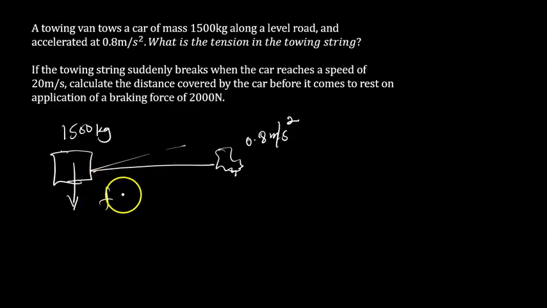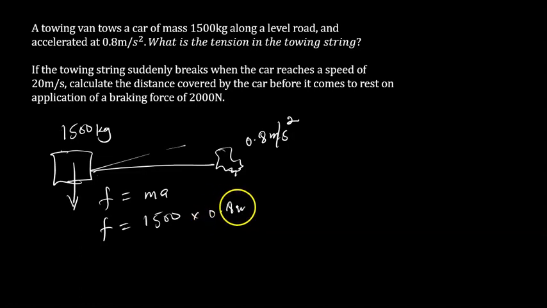Now look at this. F we have said is equal to ma, so the force will be equal to 1,500 times 0.8 meters per second squared. That's 1,500 times 0.8. From my calculator, that will be 1,200 newtons.